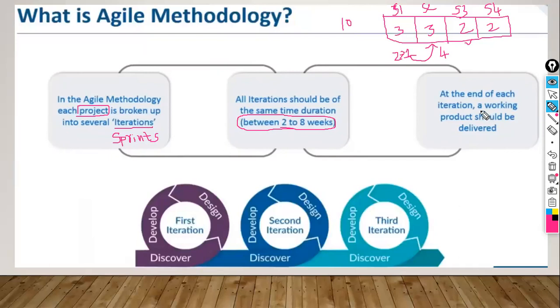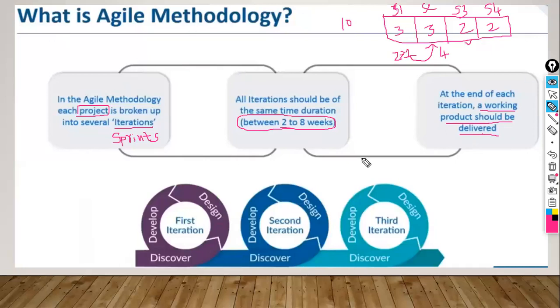So at the end of the sprint or iteration, a working product should be delivered. We need to show some working output to the client. So this is the agile methodology process. Nowadays, each and every company is following this process. Whenever you are entering any software company, you need to know this process. This is very, very important.